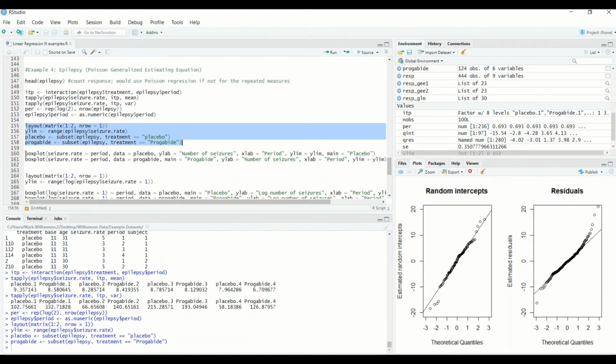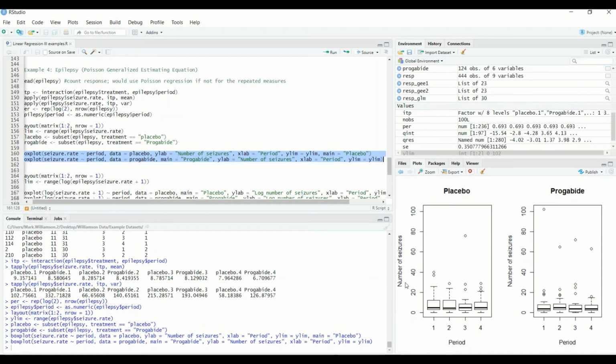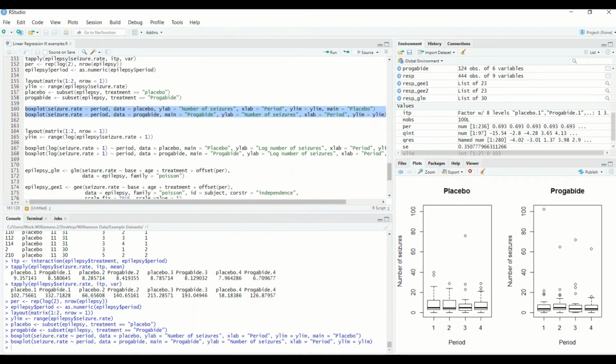And let's use some box plots to explore the data. So this is the number of seizures across different periods, and whether or not there's a difference between the drug and the placebo. And it's hard to tell here. There might be some evidence that it does lower it with the drug, but that remains to be seen.